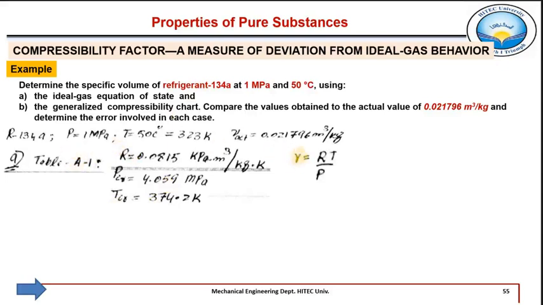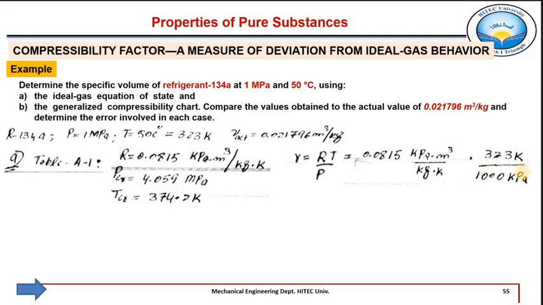Now for part A, we need to calculate specific volume using the ideal gas equation. V is equal to RT over P, specific volume, that's why there is no M. Now by putting values, R is this one, the gas constant. Temperature is 323 Kelvin, temperature will always be in Kelvin, divided by pressure. Because the unit of R is kilopascal meter cubed, the pressure must be in kilopascal also, so you convert this megapascal into kilopascal. Now all the units are the same.